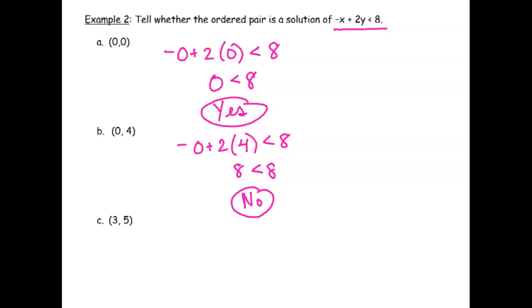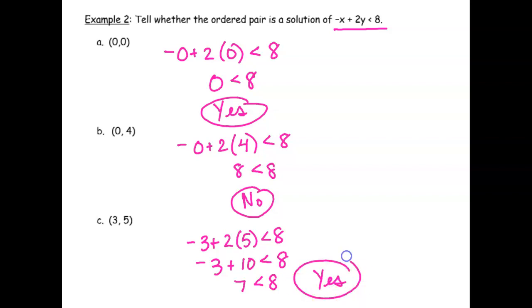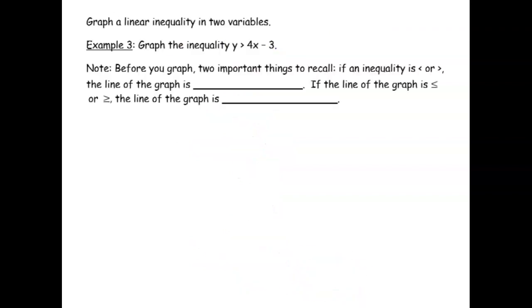And then finally we're going to plug in (3, 5). So we would end up with negative 3 plus 2 times 5 is less than 8. This would be negative 3 plus 10 is less than 8, or 7 is less than 8. That's a true statement, so that would be a yes. Hopefully you get all those right in example 2.